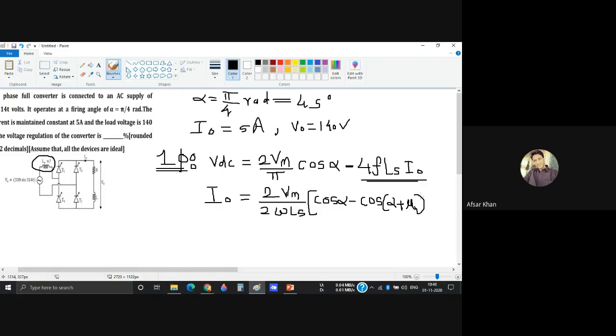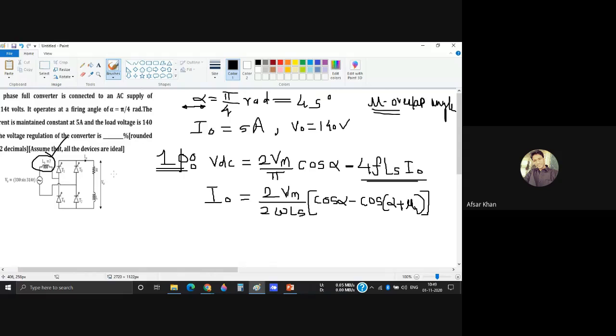Alpha is, students, the firing angle. Firing angle is the angle at which the thyristor turns on and you get the output. Yes or no? Yes, sir. Alpha is the firing angle at which your thyristor gets fired, turned on, and conducts. And what is mu here? Mu is nothing but your overlapping angle. Why does the overlapping angle come? Due to source inductance.